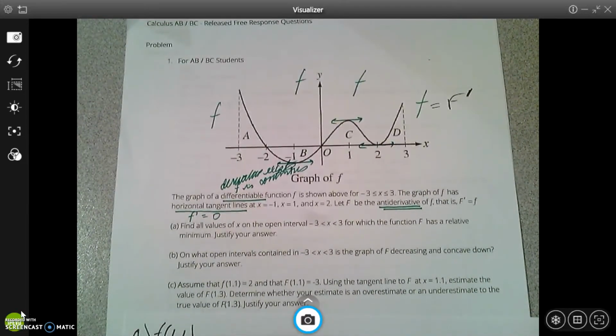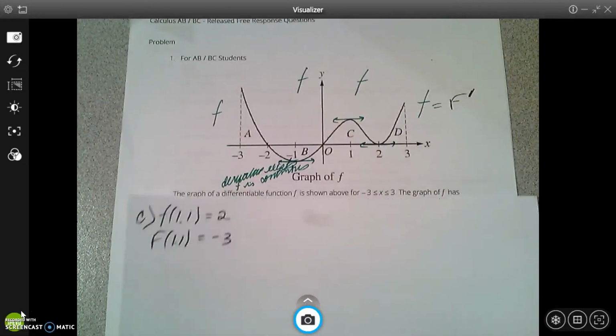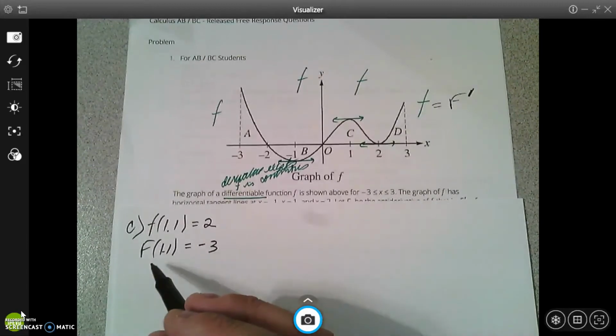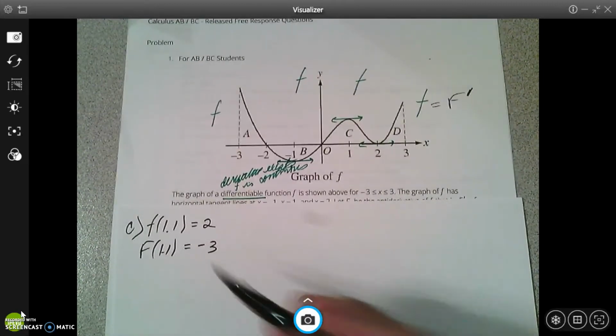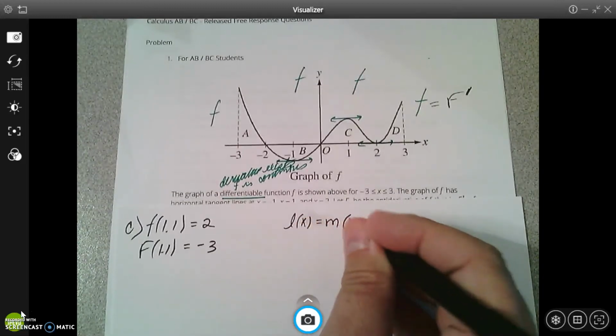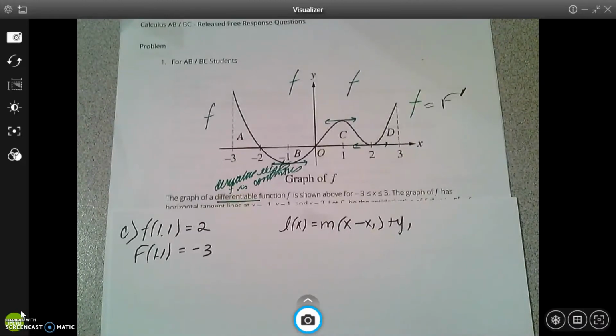Little f of 1.1 is equal to 2. Big F of 1.1 is equal to -3. I want the equation of the tangent line to big F at 1.1. Well, we always write the equation L of x equals your slope times x minus x1 plus y1.